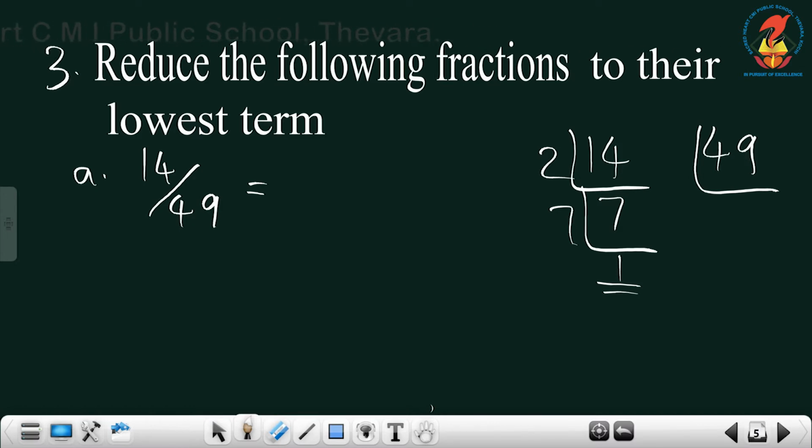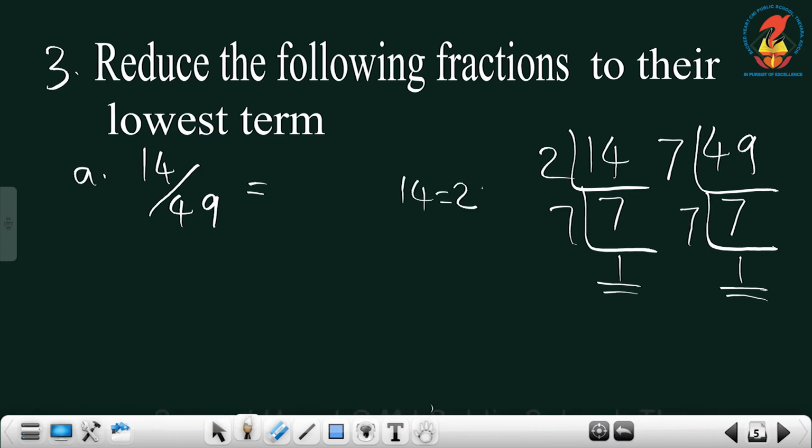2. No, we can't divide by 2. 3. No, we can't divide by 3. 4. 4 is not prime number. And 5 is? No, we can't divide by 5. Then next number is what only? 7. 7 is a prime number. 7 7s are 49. Again 7. And is 1.